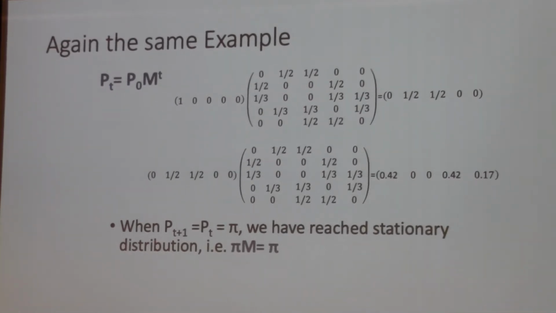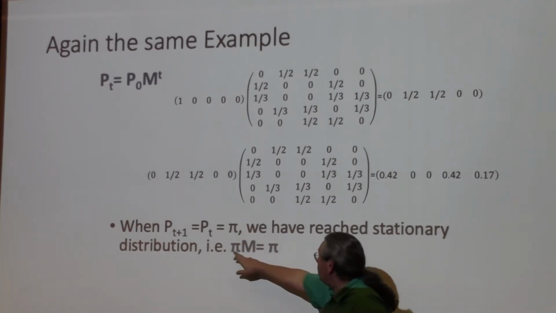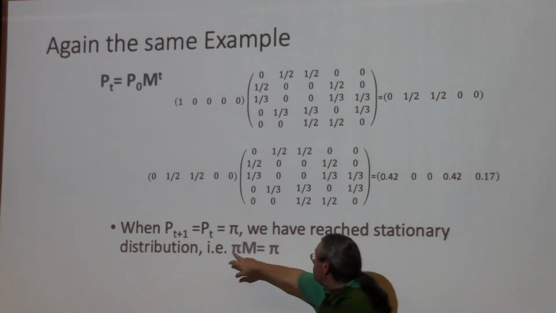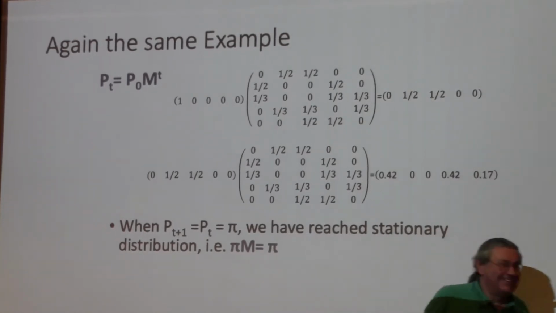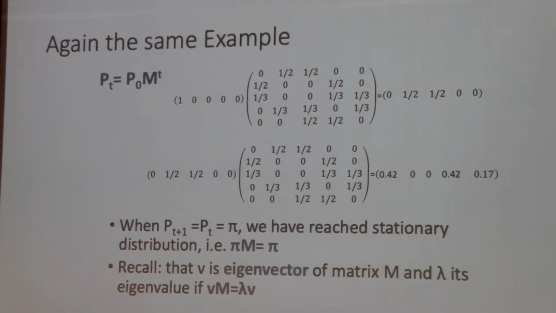So this is not 3.14159. It's a converged distribution. So pi times M is equal to pi. So this is like a fixed point of the matrix. You take pi, multiply by M, you get the same vector.